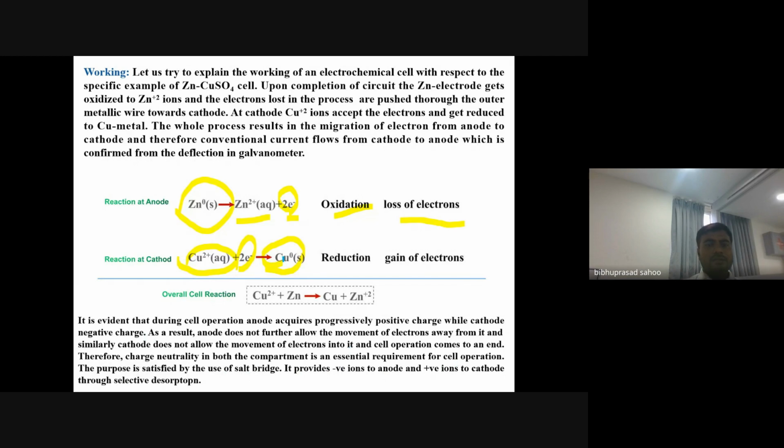The purpose is satisfied by the use of a salt bridge. It provides negative ions to the anode and positive ions to the cathode through selective adsorption method.